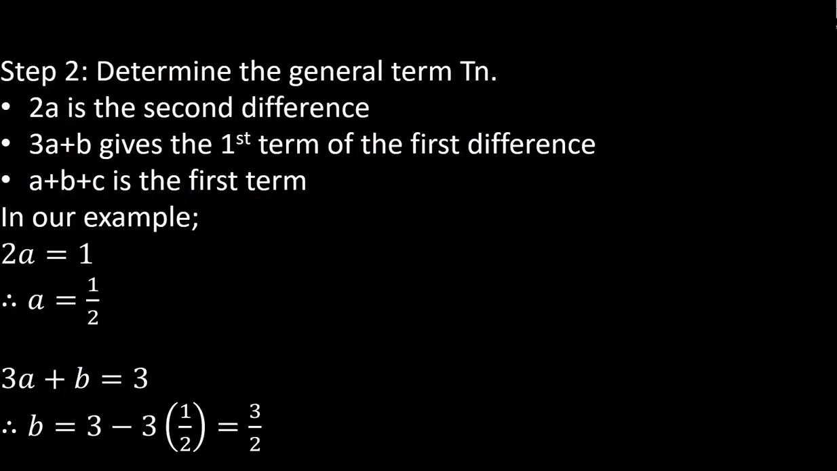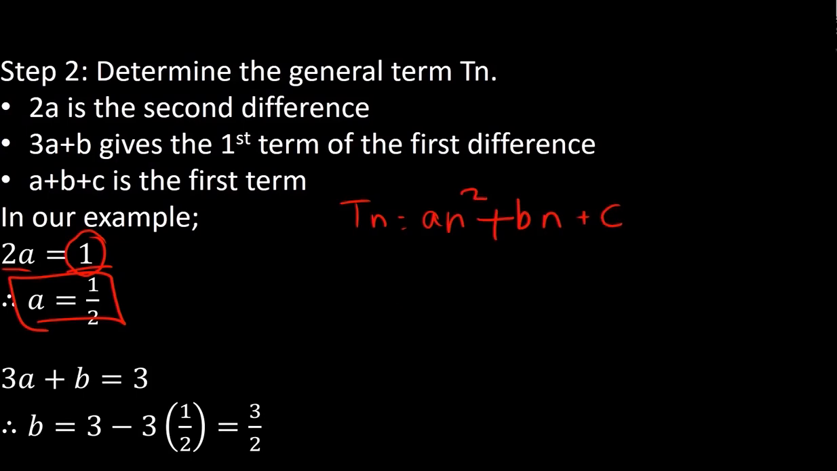Okay, so we know that 2a is the second difference, but I also worked out that in this example the second difference was 1. So therefore I can say 2a is equal to 1, so therefore a will be equal to a half. So in my formula, Tn is equal to an squared plus bn plus c. We know already that a has a value of a half. We just need to work out b and c in order to work out what the general term is.